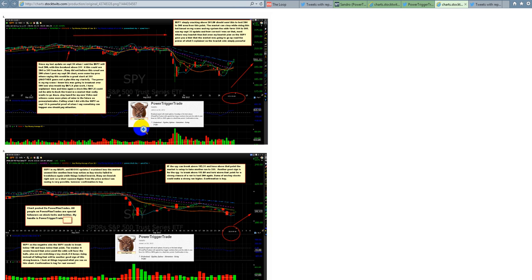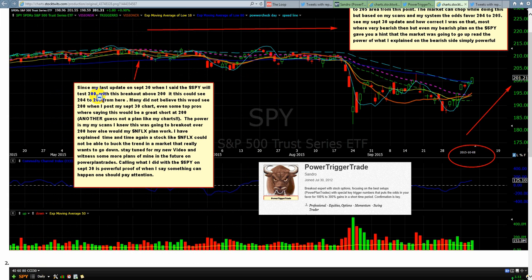So look at this. This is the one in between. Since my last update on September 30th, when I said Apple and the SPY would test 200, with this breakout above 200, it could also see 204, 205. So this is the one in the middle, people. Many did not believe this would see 200 when I posted my September 30 chart. Even some top pros were saying this would be another short, would be a great short at 200. This is true. Another guess, not a plan like my charts.